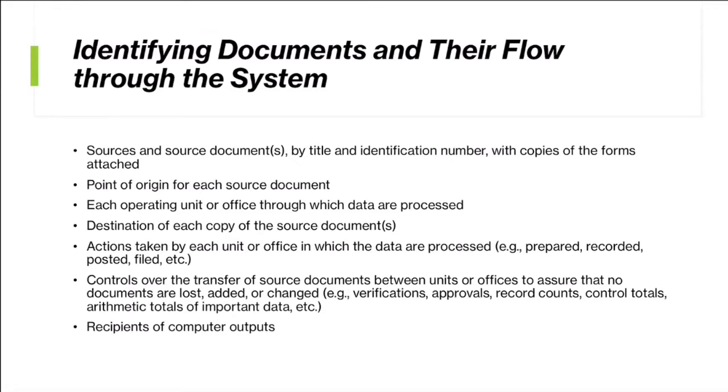Point of origin for each source document, each operating unit or office through which the data are processed, destination of each copy of the source document, actions taken by each unit or office in which data are processed, prepared, recorded, posted, filed, etc. Also controls over the transfer of source documents between units or offices to assure that no documents are lost, added, or changed. So verifications, approvals, record counts, control totals, arithmetic totals of important data, etc. And recipients of computer output.